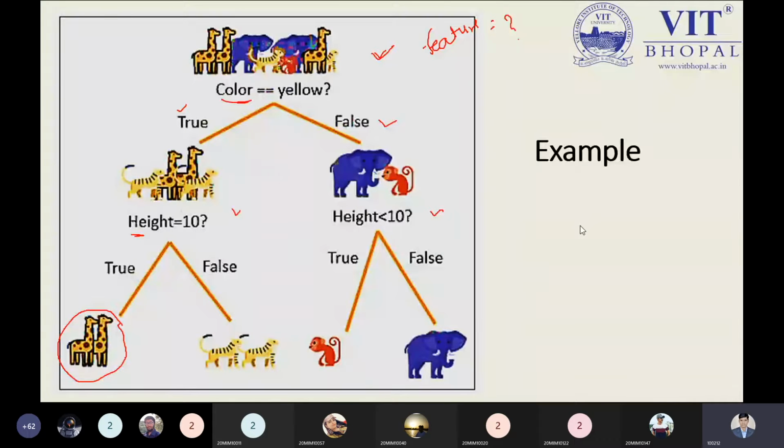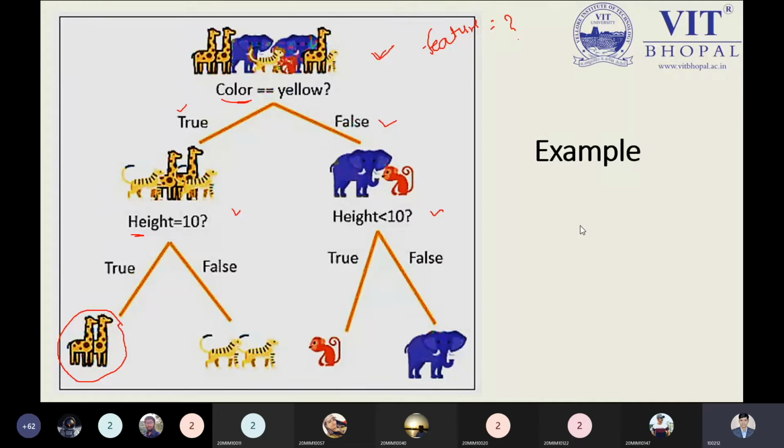Now come to the elephant and monkey part. At the same level we have taken the height feature, so let us move to the right part. Then we observe whether the animal height is less than 10. If it is true, then this animal will be considered the monkey. If the animal height is greater than 10 feet, then control comes to the elephant.